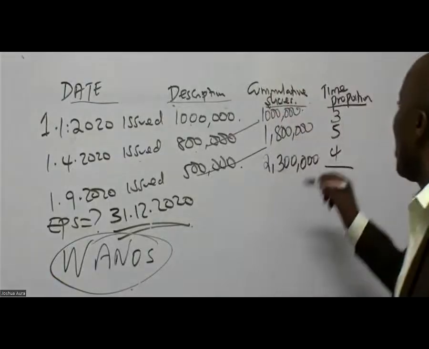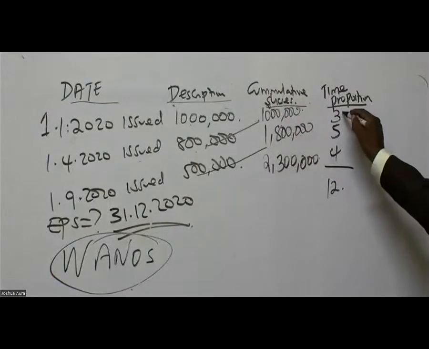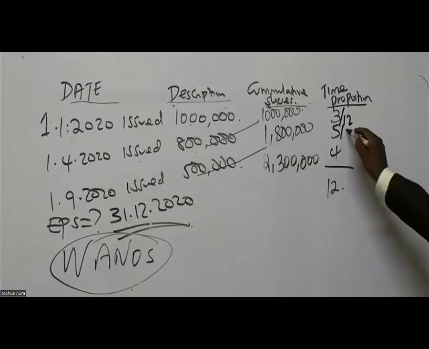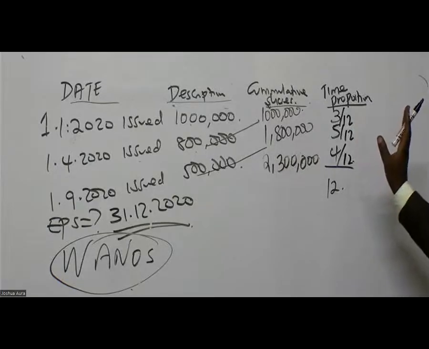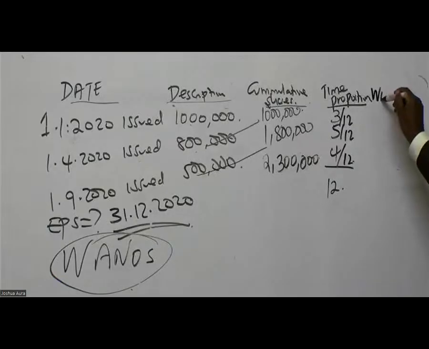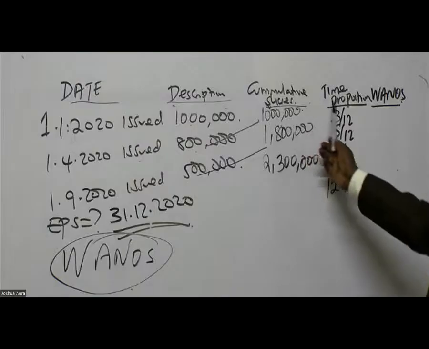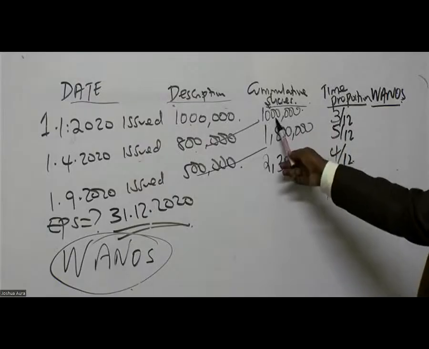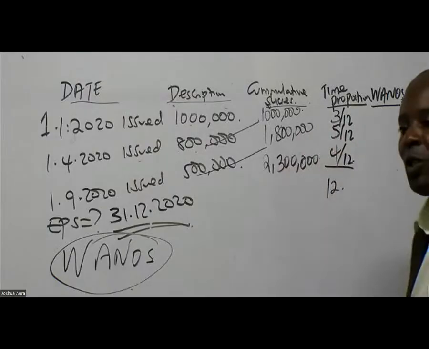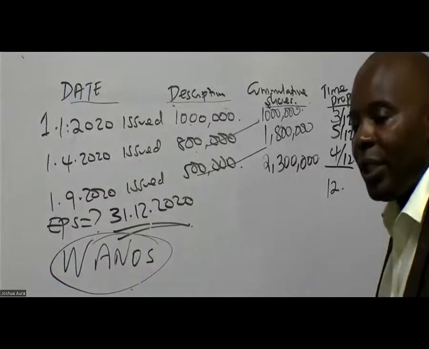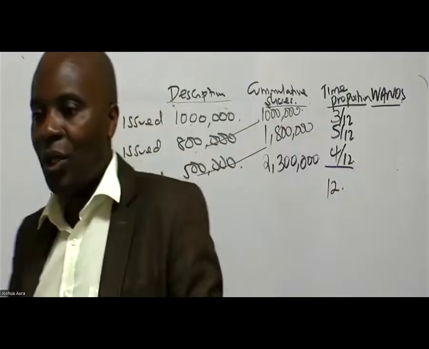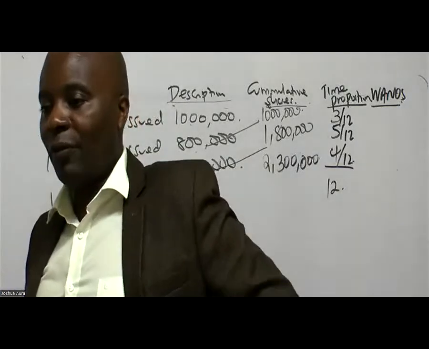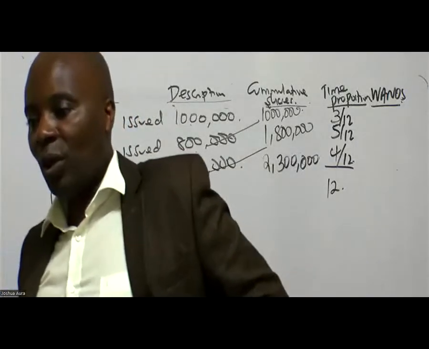So these are supposed to be time proportions: 3/12, 5/12, 4/12. Because we don't have any bonus fractions, now create a column for the weighted shares. You simply take the cumulative shares times the time proportions, like 1 million times 3/12. This gives me how much?